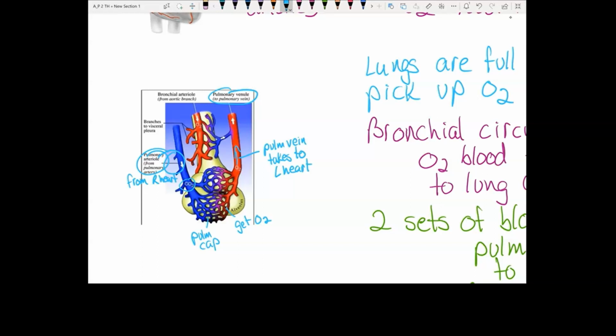Okay, then that other set of blood is right here. Bronchial artery, and notice from the aorta. So this is oxygenated blood of the systemic circuit. It is going to your lungs, and here you can see it gives oxygen to your lungs.